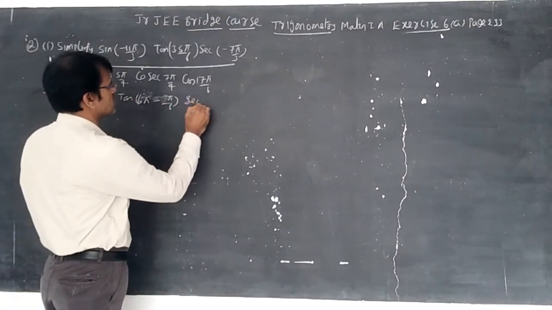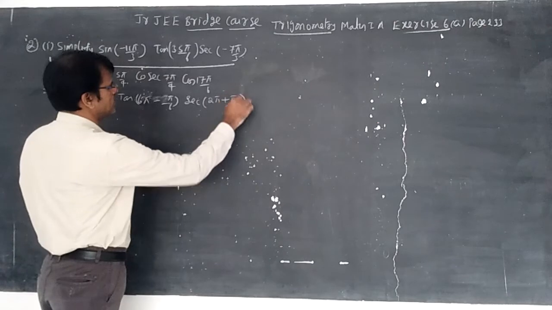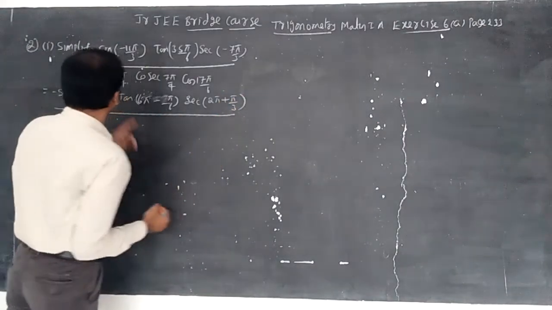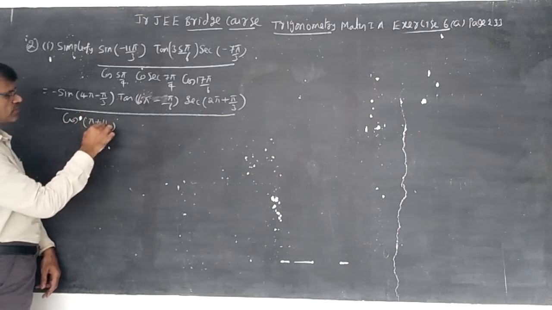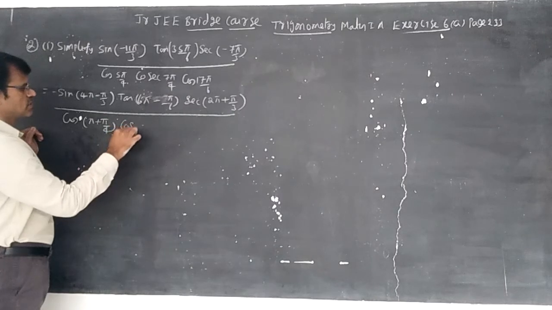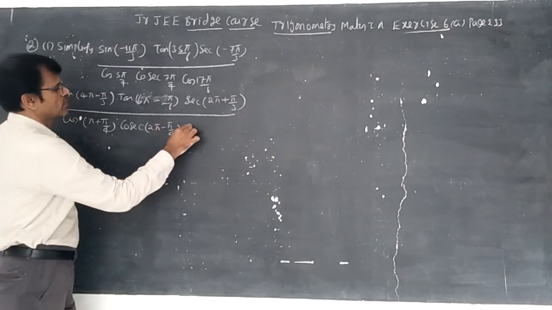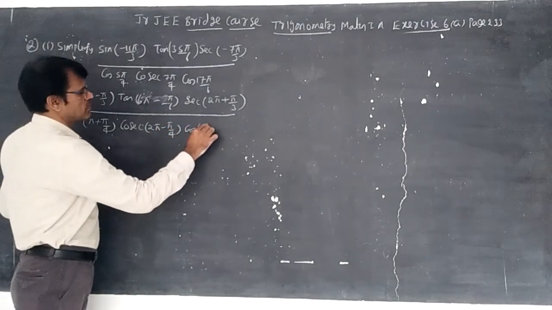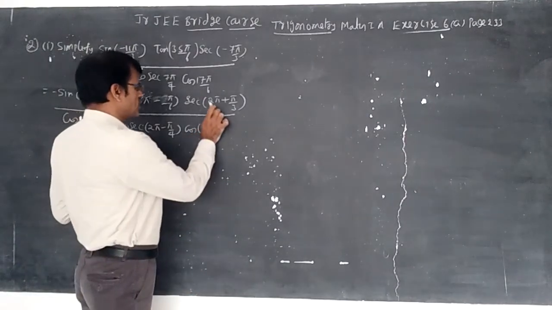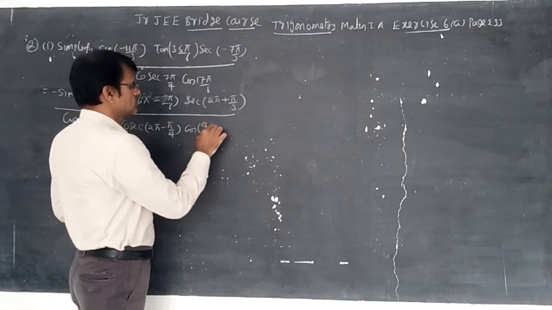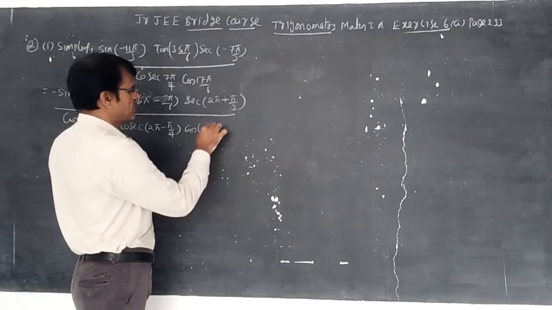Secant of minus theta is secant theta. Secant of 7 pi by 3, you can take 2 pi plus 5 by 3. Secant of minus theta is secant theta. Now cos 5 pi by 4 becomes cos 5 plus 5 by 4. These are called conversions. Next, cosecant 7 pi by 4 becomes cosecant 2 pi minus 5 by 4. Next, cos 17 pi by 6 becomes here 2 pi plus 5 pi by 6. If we take 4, 24, 3 pi minus 5 by 6.